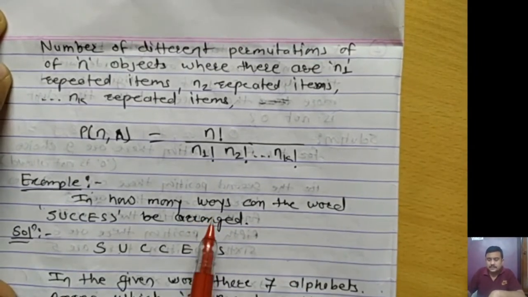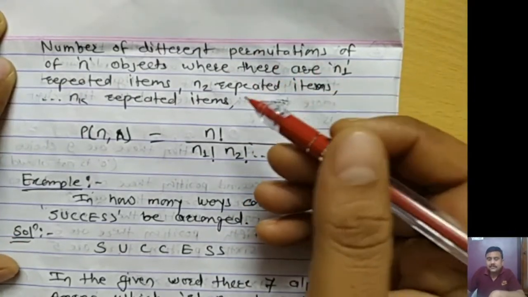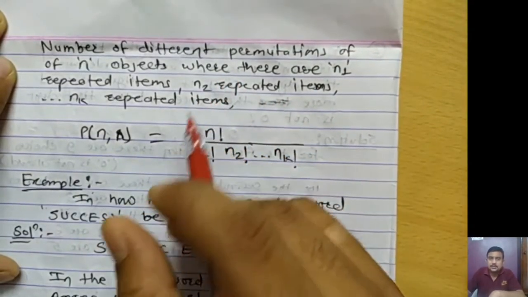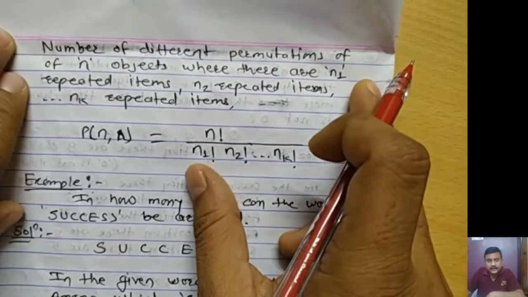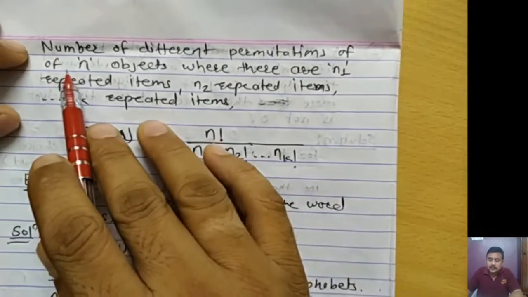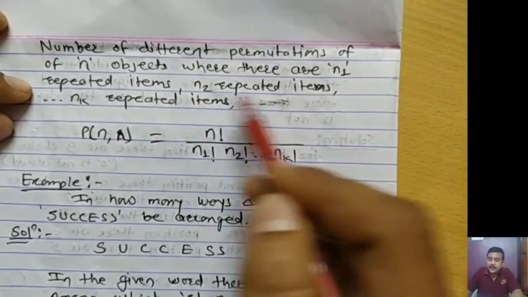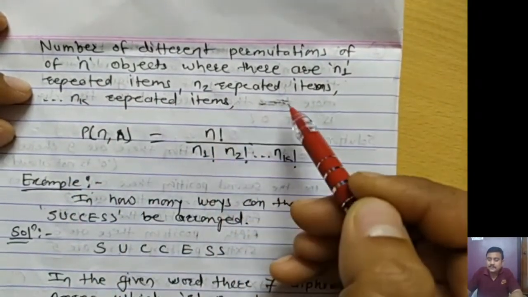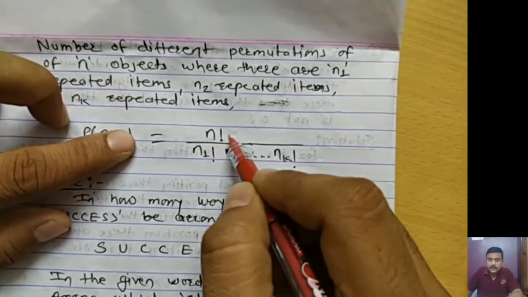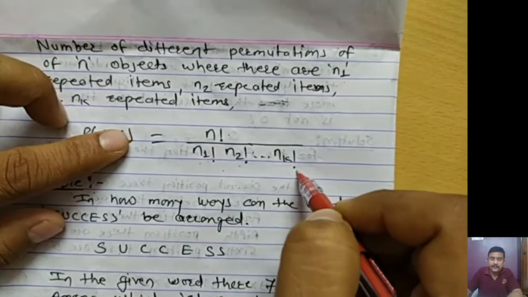Now sometimes in permutation there are some examples in which we have to do arrangements, but some alphabets or letters are repeated. So in that case, while counting or arranging these alphabets, we have to follow some formula. For example, if the number of different permutations of n objects where there are n1 repeated items, n2 repeated items, and up to nk repeated items, in that case we have to use the formula n factorial divided by n1 factorial multiplied by n2 factorial multiplied by nk factorial.